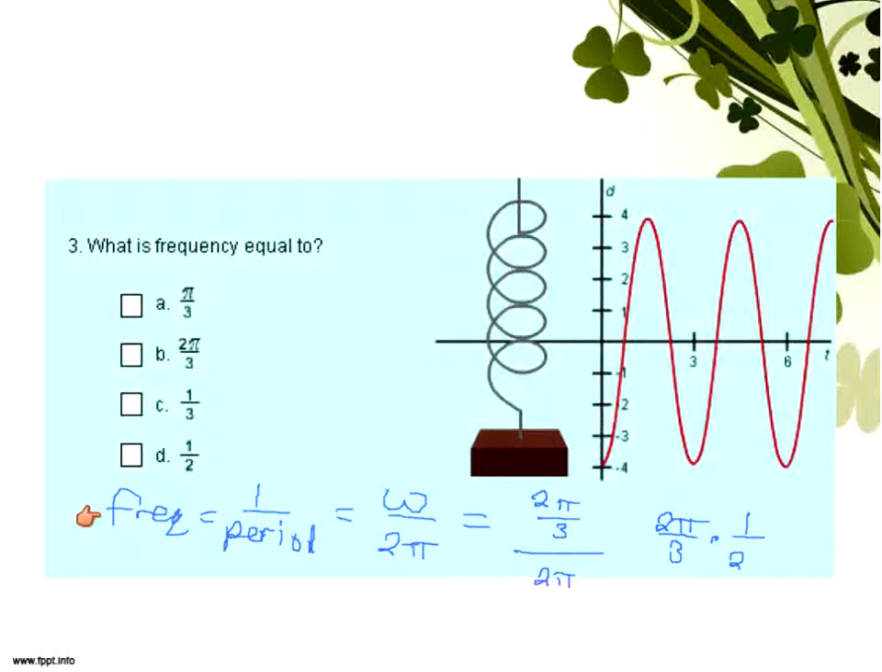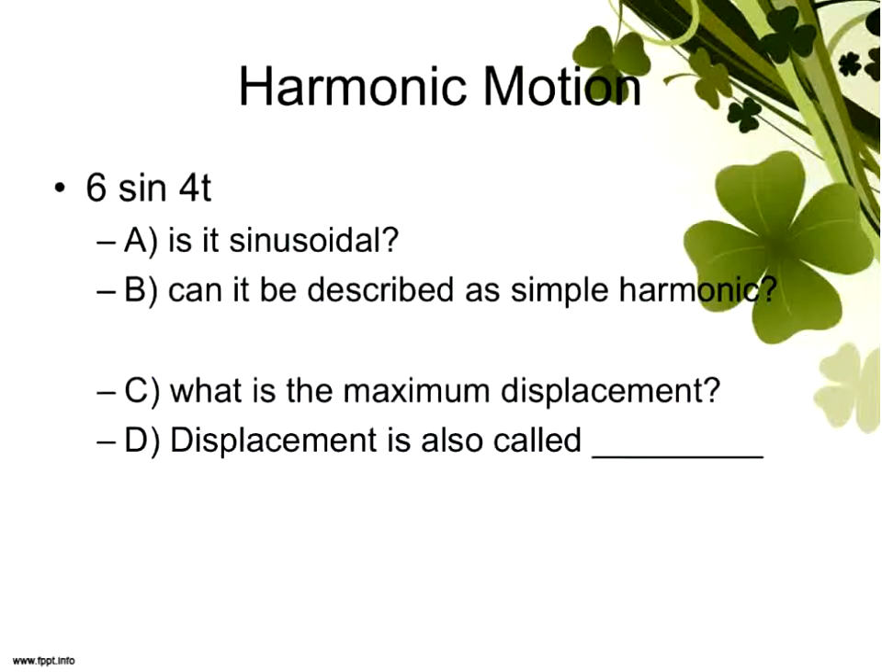So just to quickly recap, frequency is 1 divided by period, which is omega divided by 2 pi. Here was our omega, here's our 2 pi. Instead of dividing fractions, we're going to change it to multiply by the reciprocal. So 2 pi crosses with 2 pi, and I'm left with a frequency of 1/3. If you have any questions about that, send me an email and let me know exactly which step you're stuck on, and I would be happy to help.